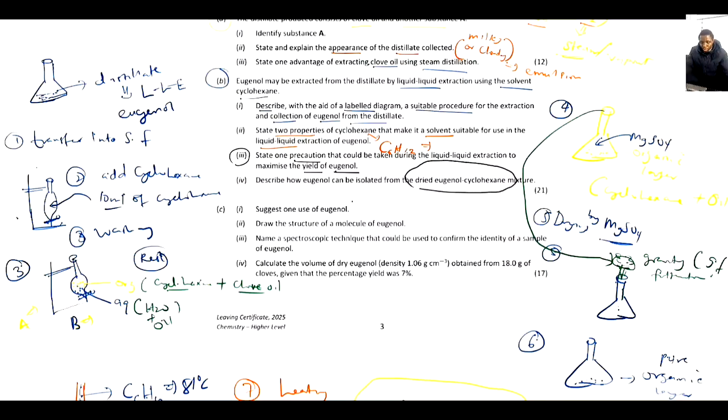So as I said, the pure organic layer contains Eugenol and cyclohexane. And to isolate it, we use heating on a water bath or rotary evaporator. I've explained it. You can also rewind and get it back. So that's that about that.